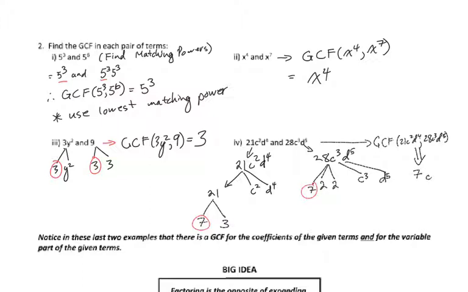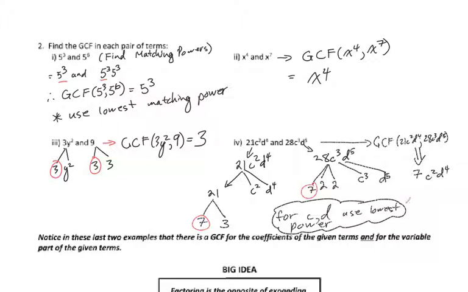Then we're going to also take the lowest power between the two of each variable. So we got c squared and d to the 4th. So that means our GCF for this problem is going to be 7c squared d to the 4th. So just remember, anytime you use variables as part of your GCF, you need to make sure that you use the lowest power between both of them for each variable.